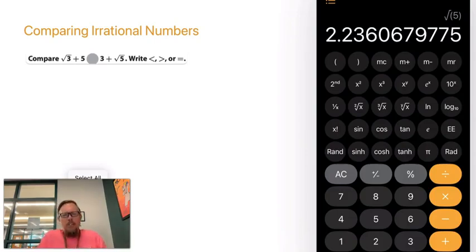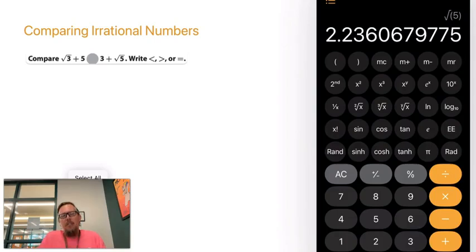So two irrational numbers, and I want to compare them. Compare them means I want to know, is the square root of 3 plus 5 greater than, less than, or equal to 3 plus the square root of 5? Which one's bigger, or none of them are bigger and they're exactly the same?